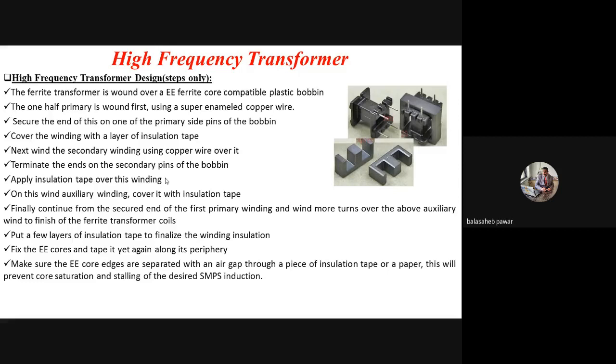So the steps are given here. You can also read that the ferrite transformer is wound over an EE ferrite core compatible plastic bobbin. See, whatever bobbin is shown, it is known as EE ferrite core compatible. EE ferrite core means what? For the stamping purpose, in case of our conventional transformer, mostly metal plates are used, right? That E-shaped metal plate or various shaped metal plates are used to minimize the losses across that transformer. Similarly, in case of this high frequency transformer, instead of metal plates, the ferrite E-shaped material is used.